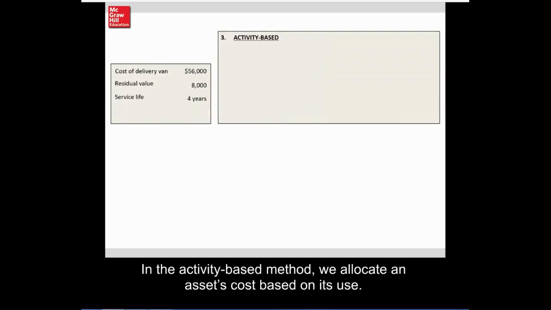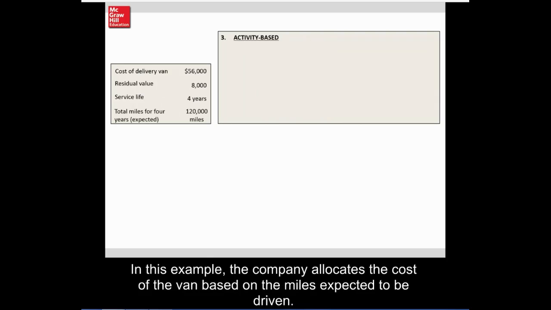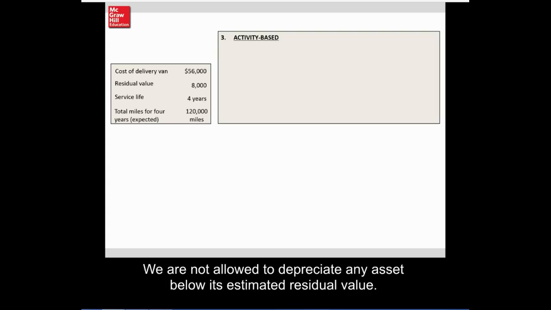In the activity-based method, we allocate an asset's cost based on its use. In this example, the company allocates the cost of the van based on the miles expected to be driven. We are not allowed to depreciate any asset below its estimated residual value.